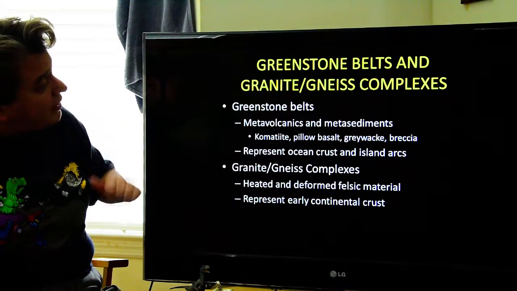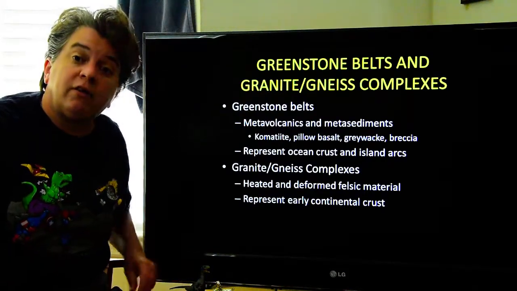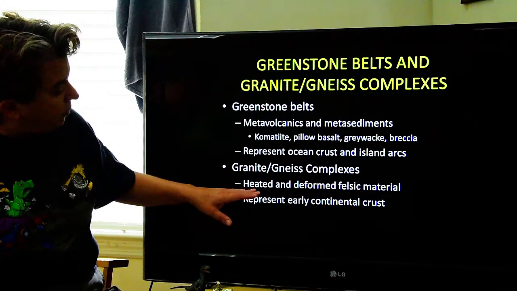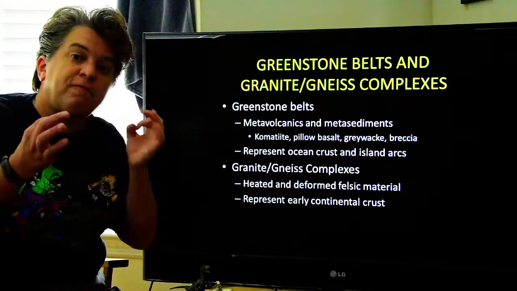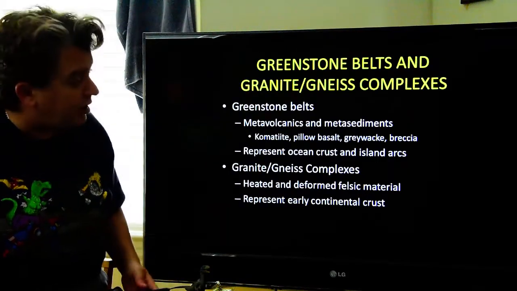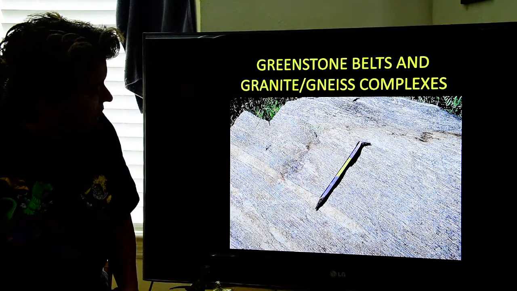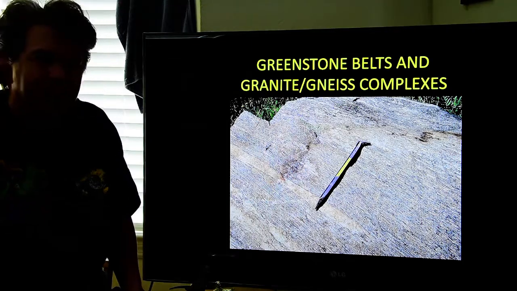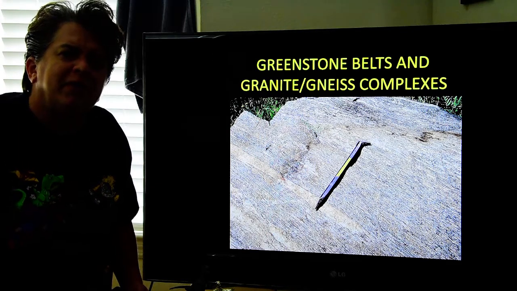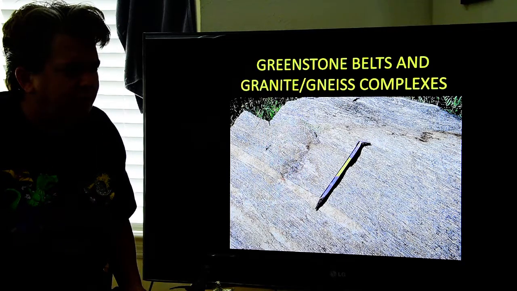Now, what about these granite gneiss complexes? Well, remember, granite is what continental crust is made out of. Gneiss can be metamorphosed granite. And so what we're looking at here is heated and deformed felsic material that represents these early chunks of continental crust. And that might be something like this beautiful gneiss that we see here. And let's see, that is 3.5 billion year old gneiss. And so again, our nice Archaean gneiss.